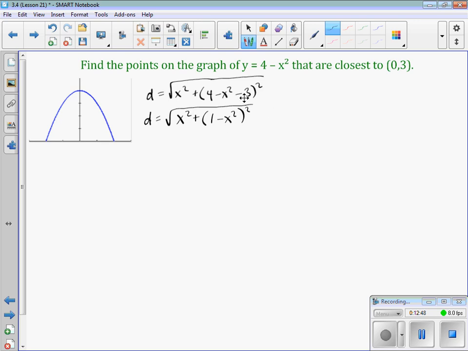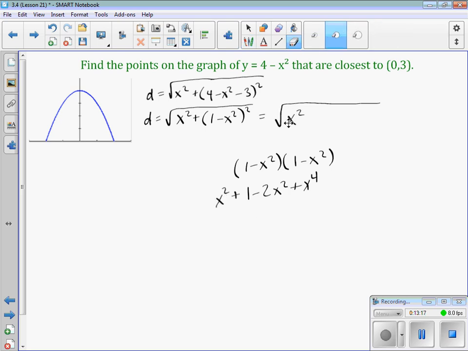And then can I square this out? I might as well, I think it'll make it a little bit easier. So if I do 1 minus x squared times itself, I get 1 minus 2x squared, and then plus x to the 4th. Does that look right? And that's added to this x squared, isn't it? So what do I end up with total? Let's put them in descending order.